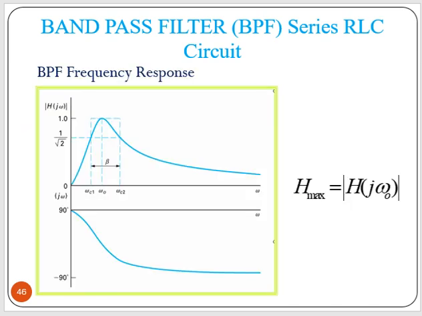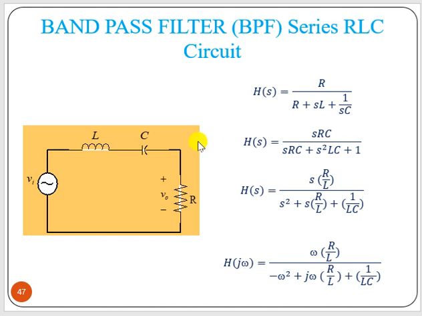So now if we try to find the transfer function, we have to take the output from R. So R divided by the total impedance, R plus SL plus 1 by SC. Now if we solve it, we will get this particular expression: s R by L divided by s square plus s R by L plus 1 by LC.